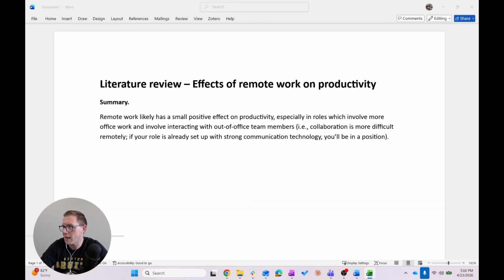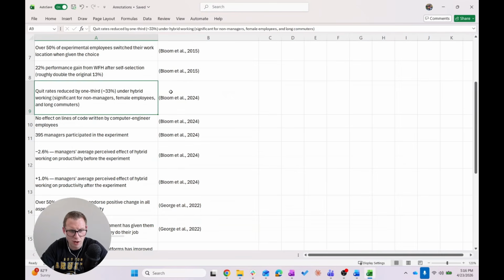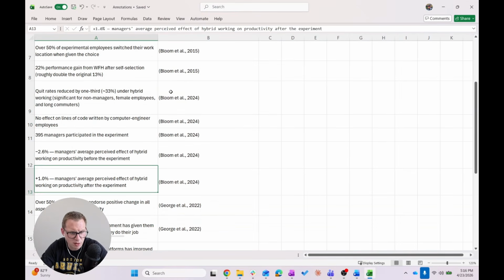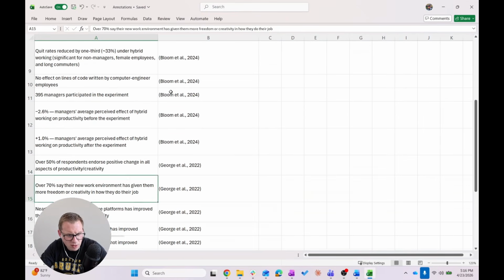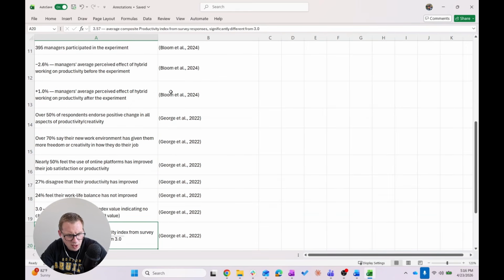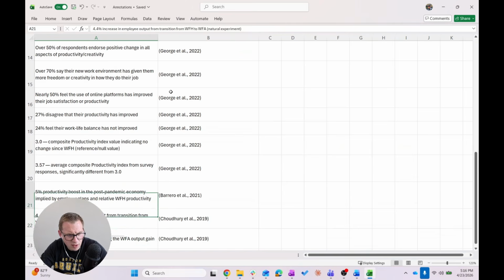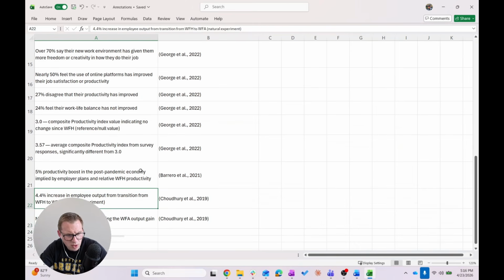Right now I'm going through my annotations just to get a reminder. Quit rates reduced by a third under hybrid. No effects on lives. Managers' perspectives endorse positive change. Let's give them more creative. The use of online platforms as work from home productivity post-pandemic.